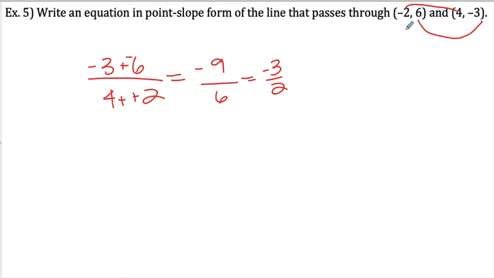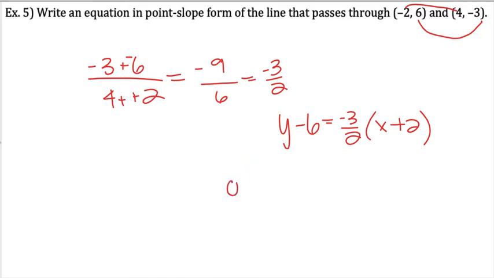So the first option would be to use the first ordered pair. So that would be y minus 6 equals negative 3/2 times x plus 2. And I wrote a plus here because my 2 was originally negative.